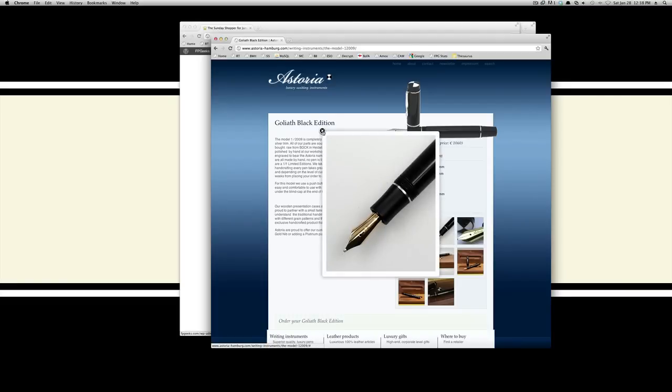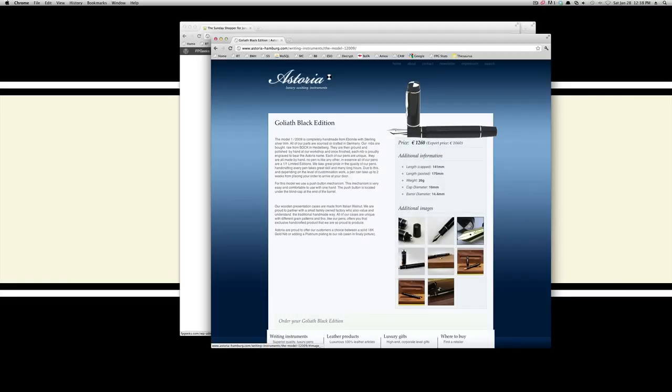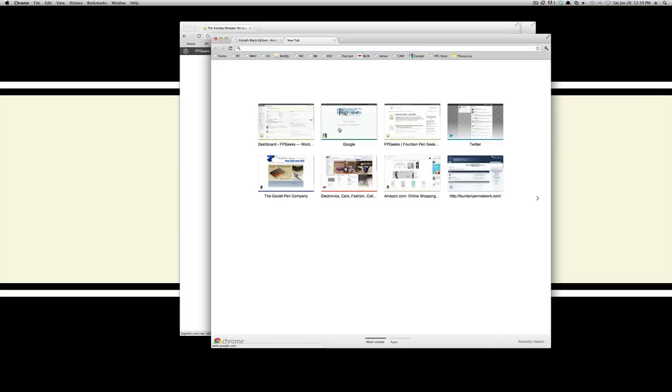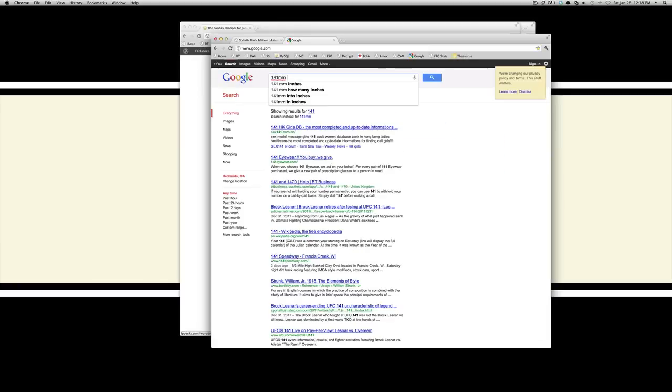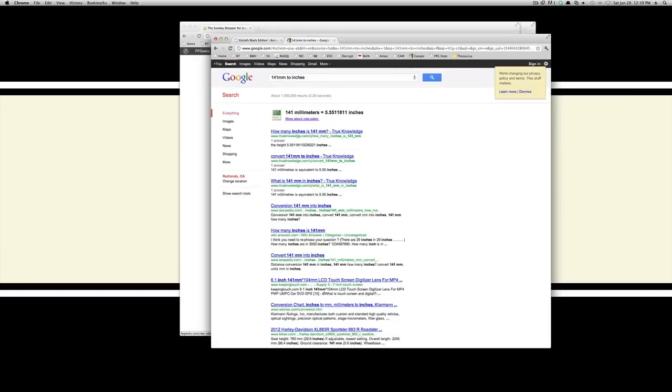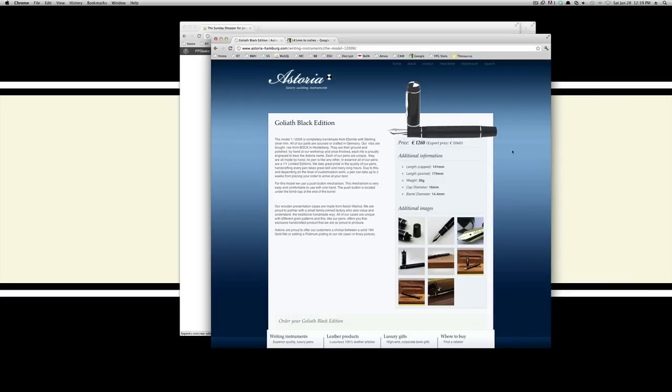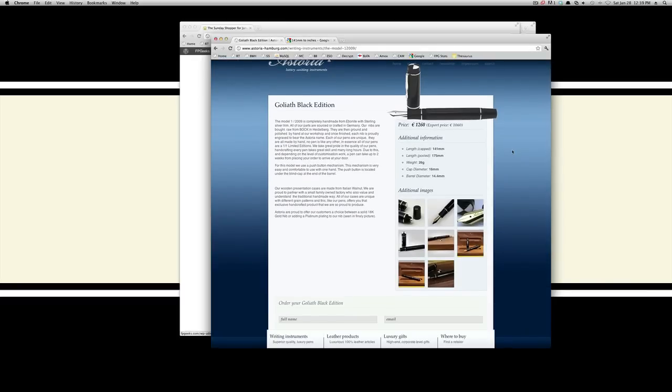I'm going to have to check this website out. It's AstoriaHamburg.com. Made by hand by one gentleman. Length capped, 141 millimeters. Fairly large pen. We can even do that in our crazy system that we use here in the States. 141 millimeters, 5.5 inches. Yeah, that's a big pen. And the barrel diameter is nearly 15 millimeters. This is a nice-sized pen.